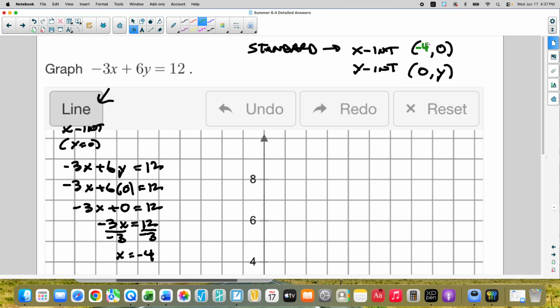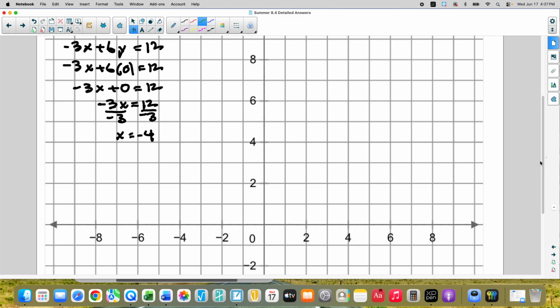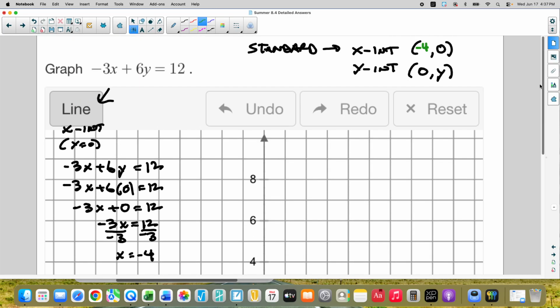So that is going to be my x-intercept, where it crosses the x-axis. This is the x-axis along here. So my point is -4, 0.